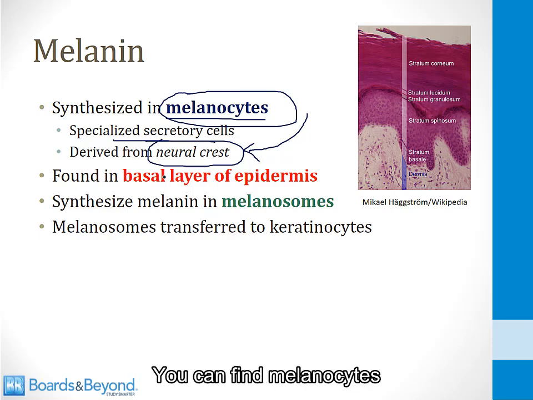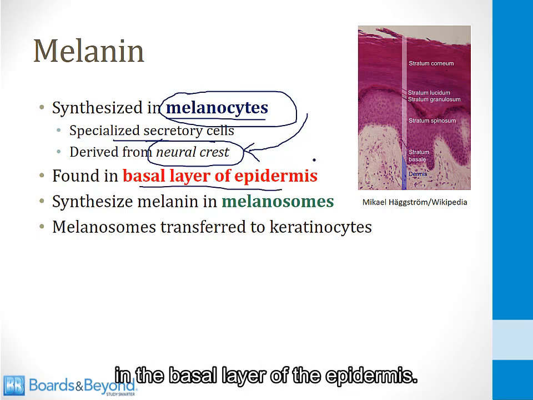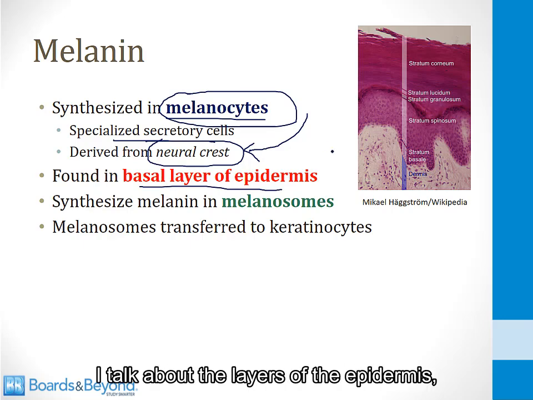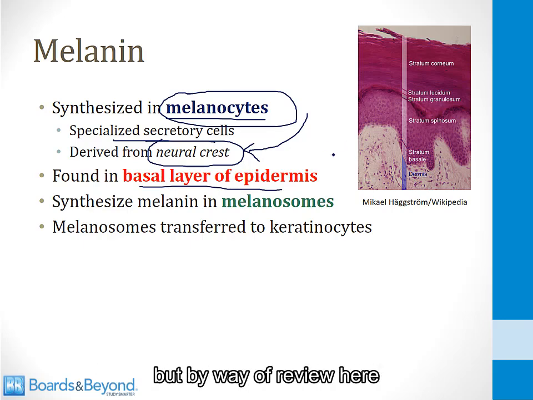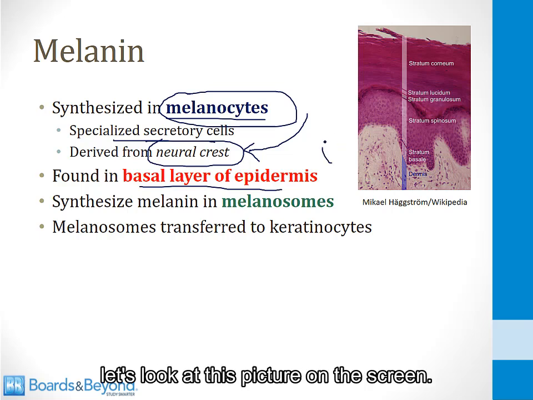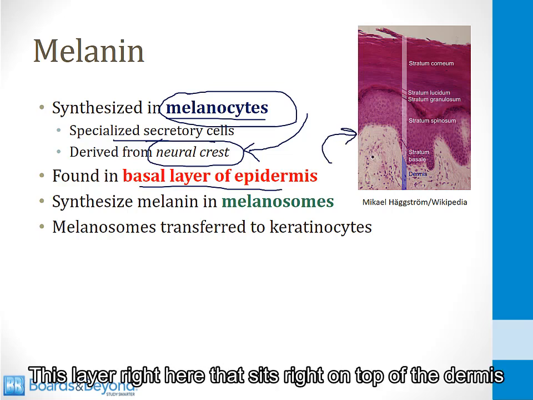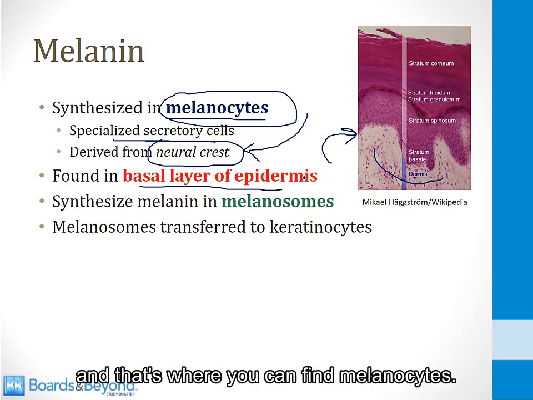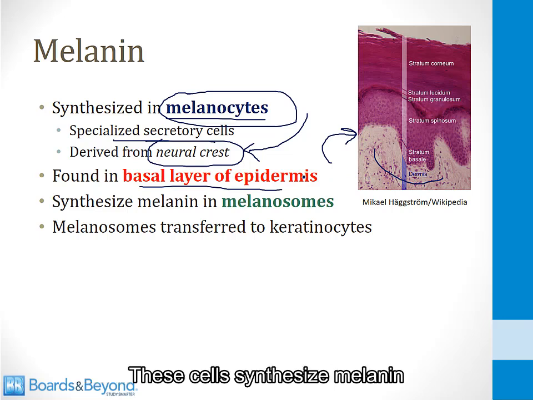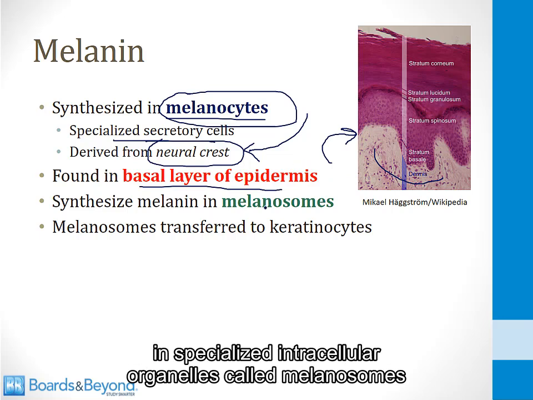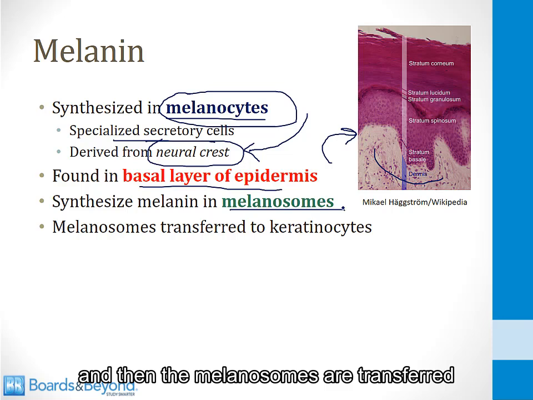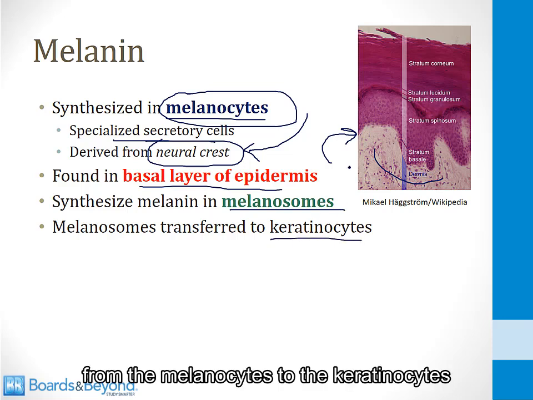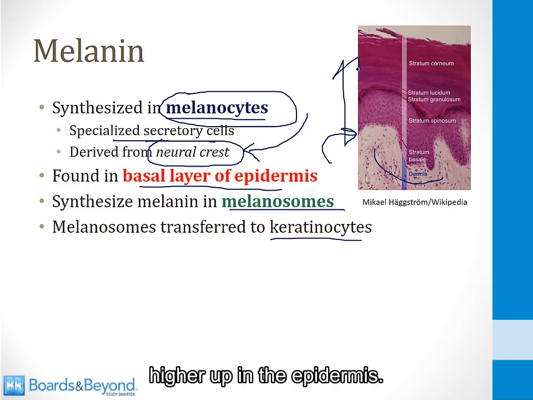You can find melanocytes in the basal layer of the epidermis. In the video on the skin, I talk about the layers of the epidermis, but by way of review here, let's look at this picture on the screen. This layer right here that sits right on top of the dermis is called the basal layer of the epidermis, and that's where you can find melanocytes. These cells synthesize melanin in specialized intracellular organelles called melanosomes, and then the melanosomes are transferred from the melanocytes to the keratinocytes higher up in the epidermis.